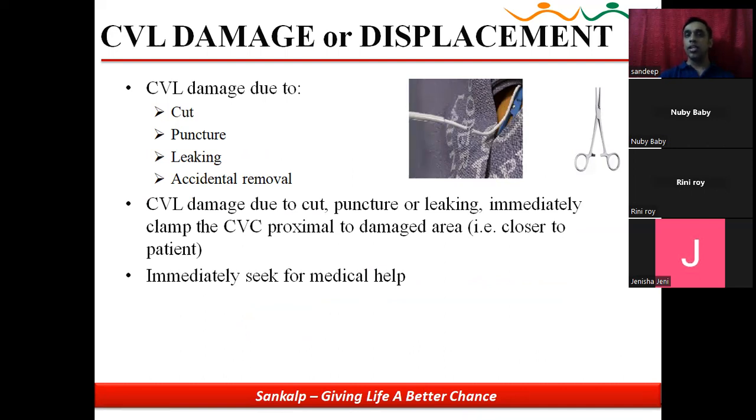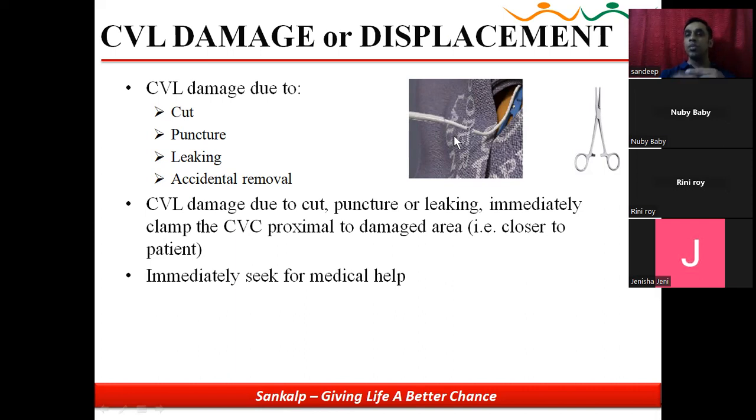The problem is mostly in the hub areas. We put a thick gauze piece and tightly put the micropore. Sometimes nurses will take scissors to cut that micropore, and by mistake they will cut the central line. So you have to be very careful whenever you are removing the micropore.